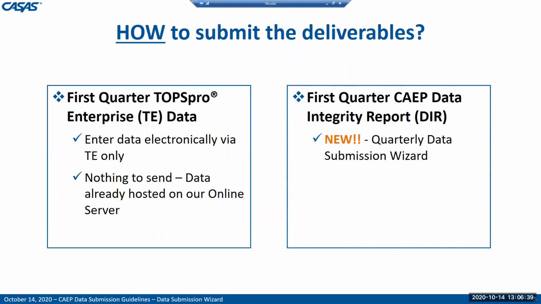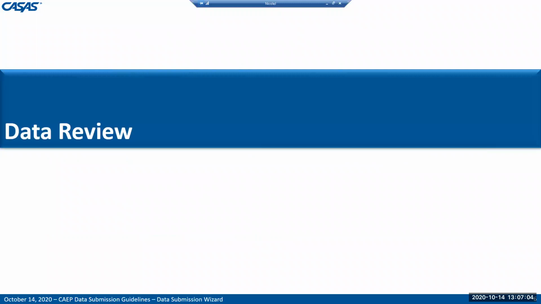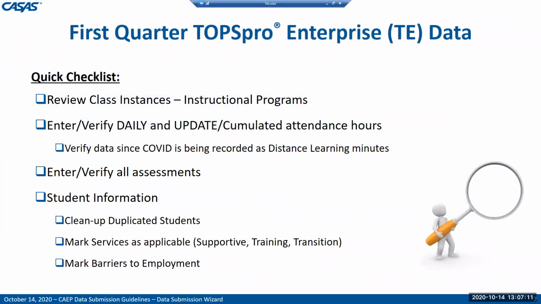Now, how to submit the deliverables. For the first quarter TopsPro Enterprise data, all the data will be entered manually into TE. There's nothing to send. Our online server will host all the data. For the quarterly data submission, or for the data integrity report, or DIR, we have our quarterly data submission wizard, and that's how you'll submit the data. We'll come back to the quarterly data submission wizard, but let's go first through the data review.